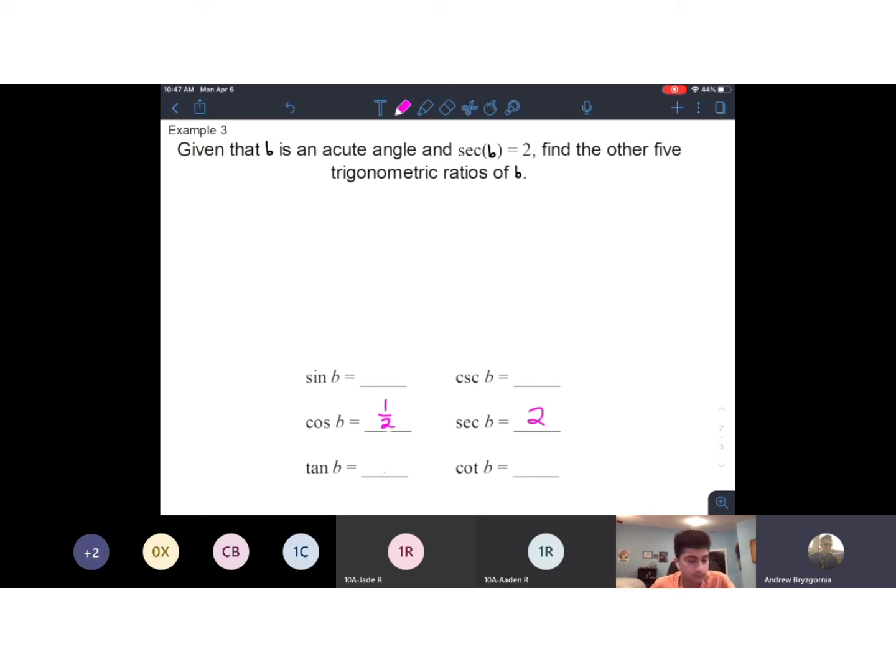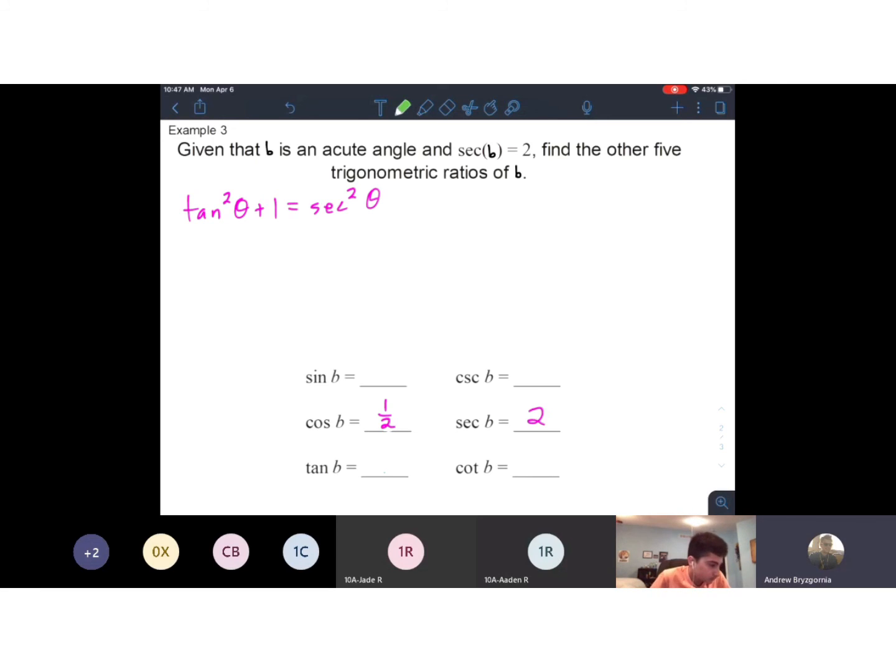But rather than using sine squared plus cosine squared, let's use one of the new ones. What is the formula that uses secant? The second one. Can you read off what that equation is? Tangent squared plus 1 equals secant squared. Yep, that's the equation we're going to use. So let's put in our numbers.